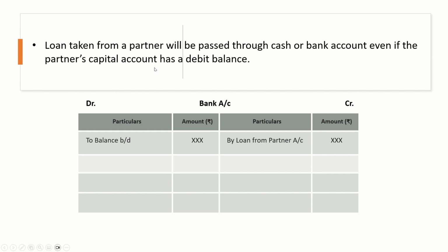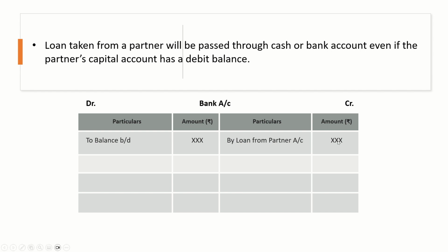Loan taken from a partner will be passed through the cash or the bank account even if partner's capital account has a debit balance. So if the firm has taken a loan from a partner, the firm will pay that back in terms of a proper cash payment or a bank payment. That's why it comes here, bank account, by loan from partner. That is paid off and settled.